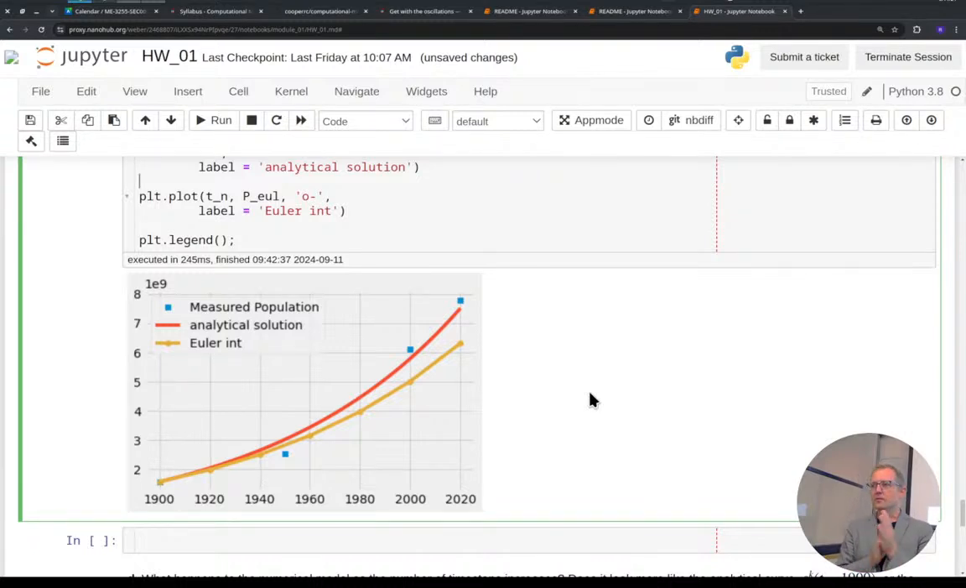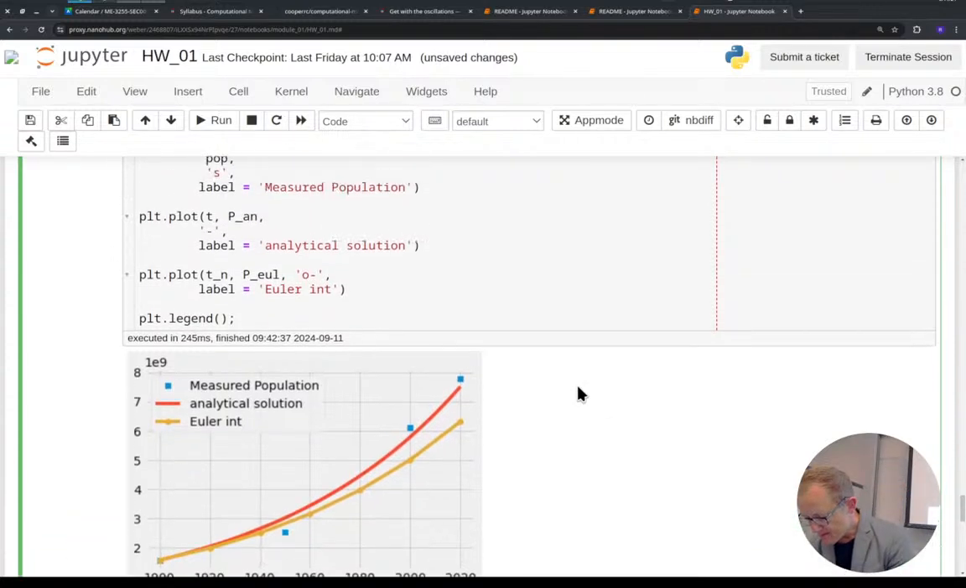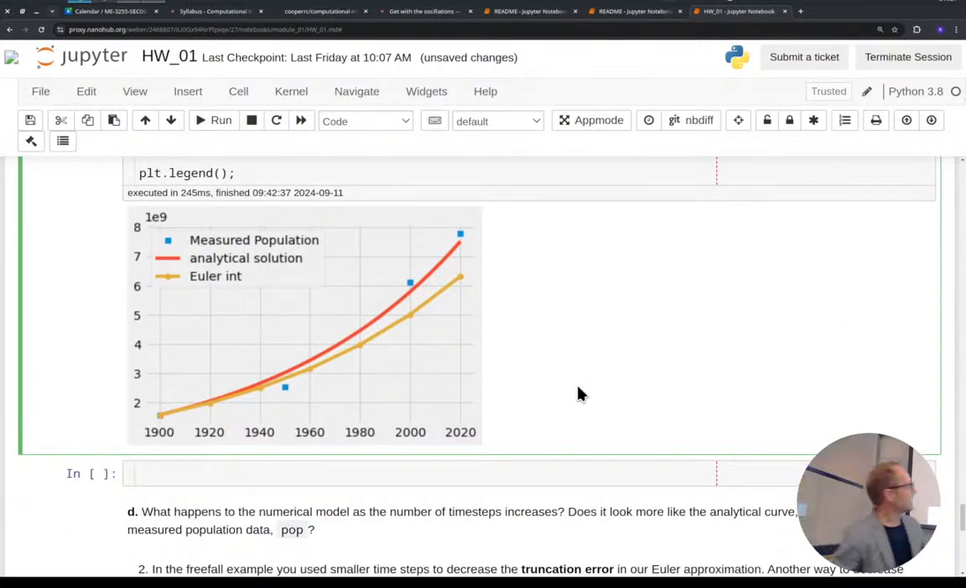All right, so as I was walking around, we were starting to have some conversations about the ideas of convergence and what's going on. So right now my Euler integration is integrating every 20 years. And for the most part, when I walked around, most people had a general idea that if I make that smaller, then it does get closer to that red line.